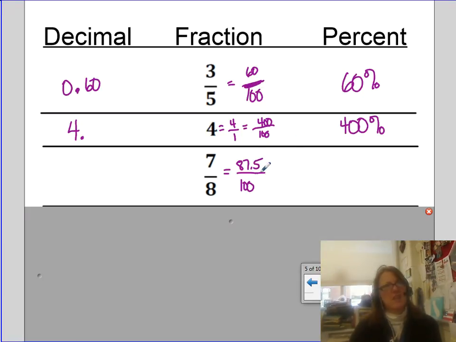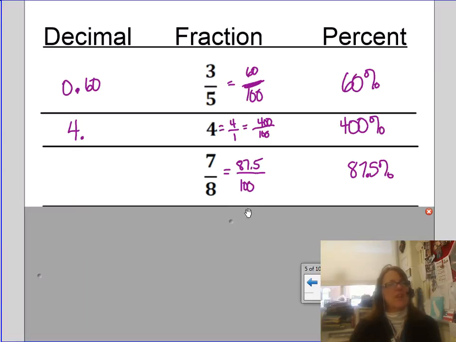Really? Can I write that? Normally we wouldn't leave the fraction looking like this, but for writing a percent, we always want it as per 100. So in fact, you'd write 87.5%. But this doesn't make sense as a decimal.